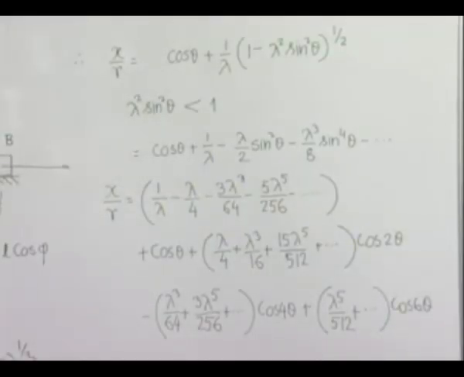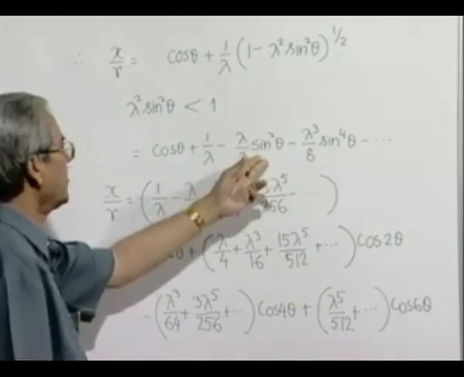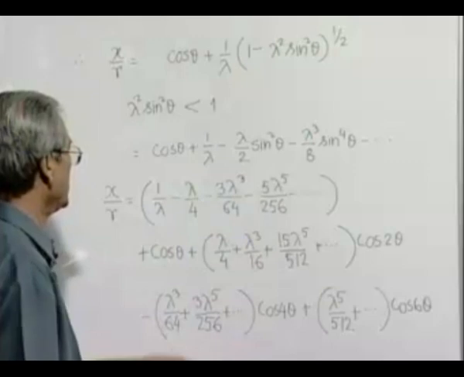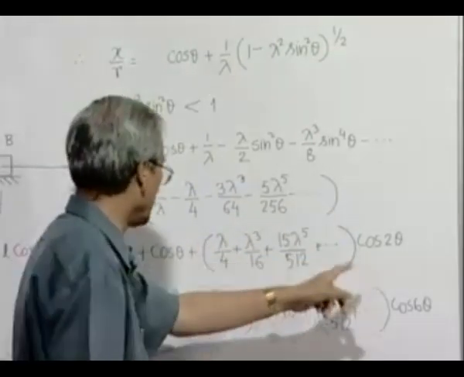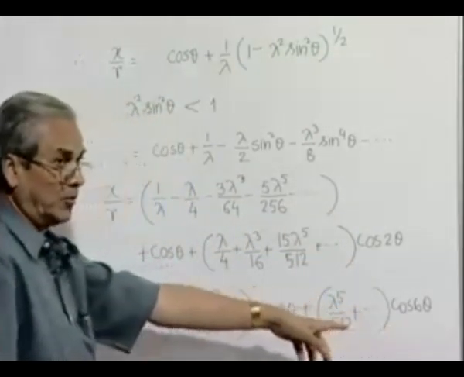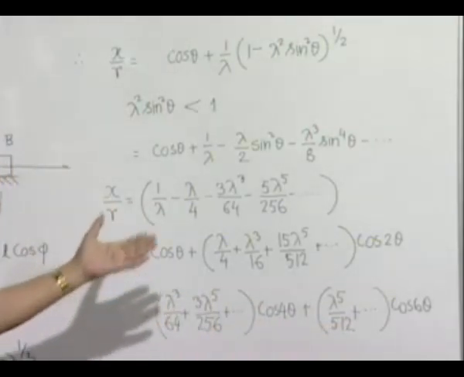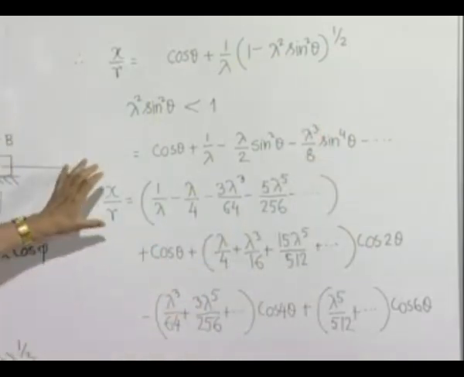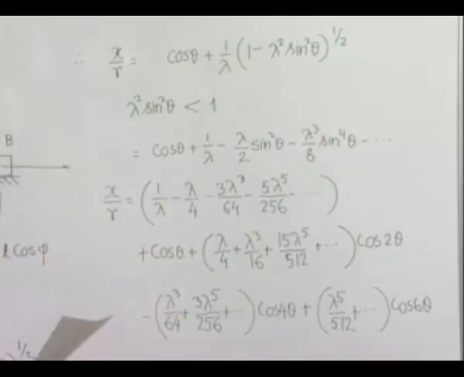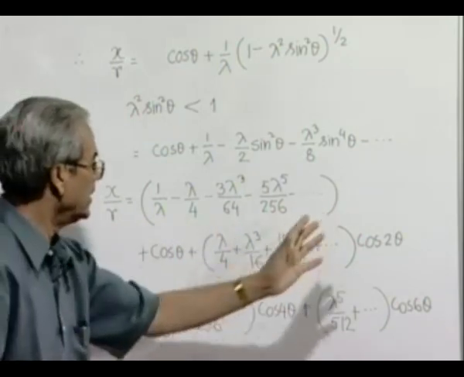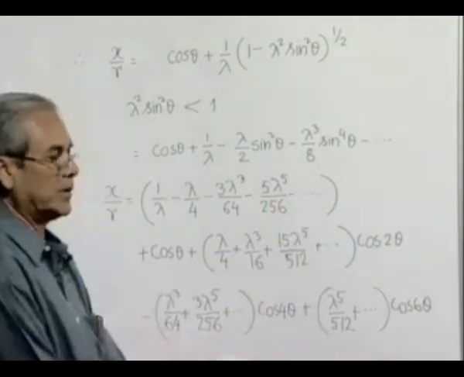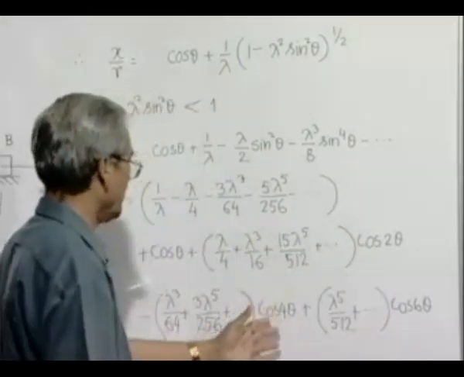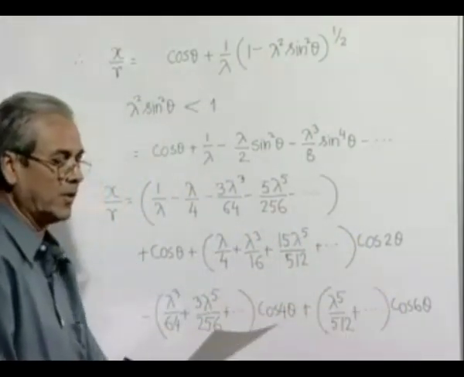What we have done is that in place of sin square theta, sin 4 theta, sin to the power 6 theta and so on, we have replaced the whole series in terms of cosine theta, cosine 2 theta, cosine 4 theta, cosine 6 theta, which can be considered as the various harmonic components. So, it is nothing but a series, where the x by r has been represented in the form of an infinite series with harmonic terms. So, this is the constant term, this is the first harmonic, this is the second harmonic, this is the fourth harmonic, this is the sixth harmonic, and so on.